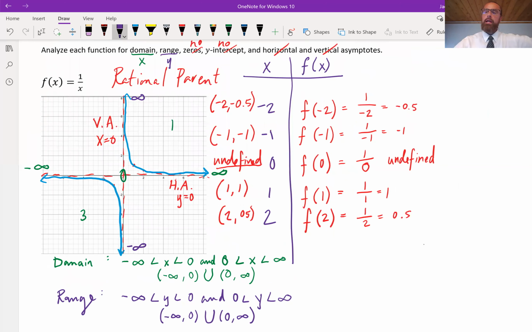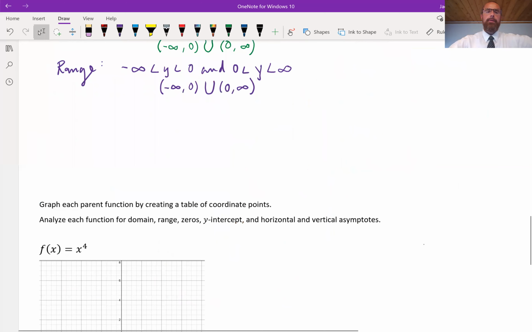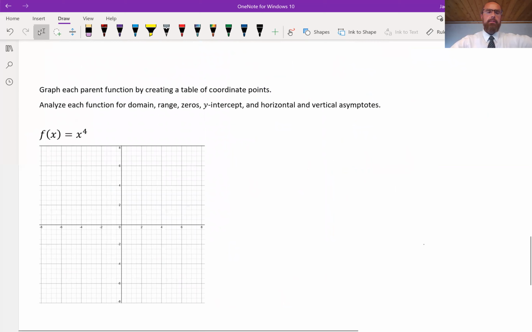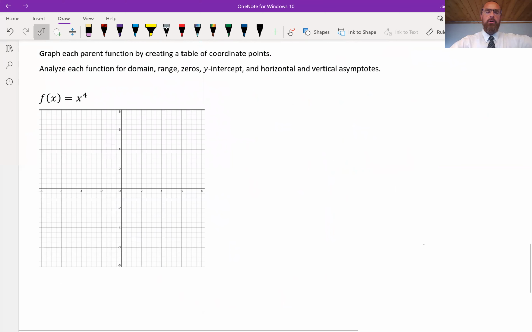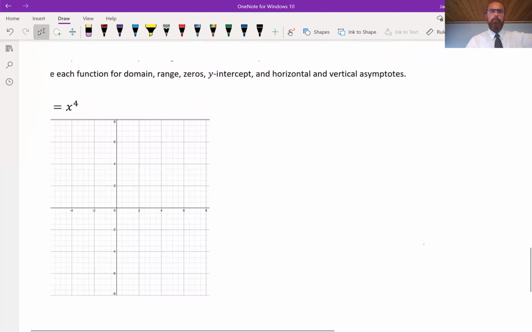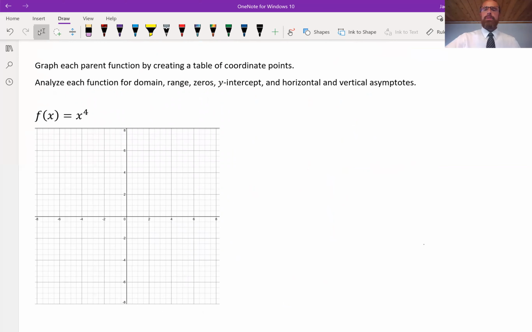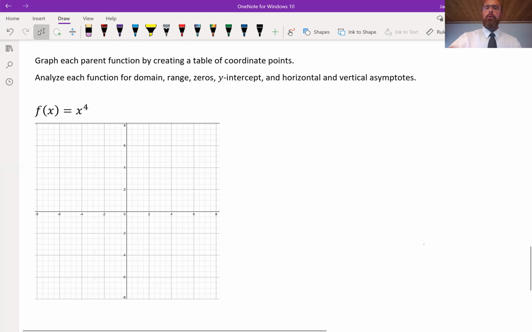And let's see our last example. So one more example here, fourth example of a parent function. And let's look at one of these, what we call power functions. So here we've got f of x equals x to the power of 4.